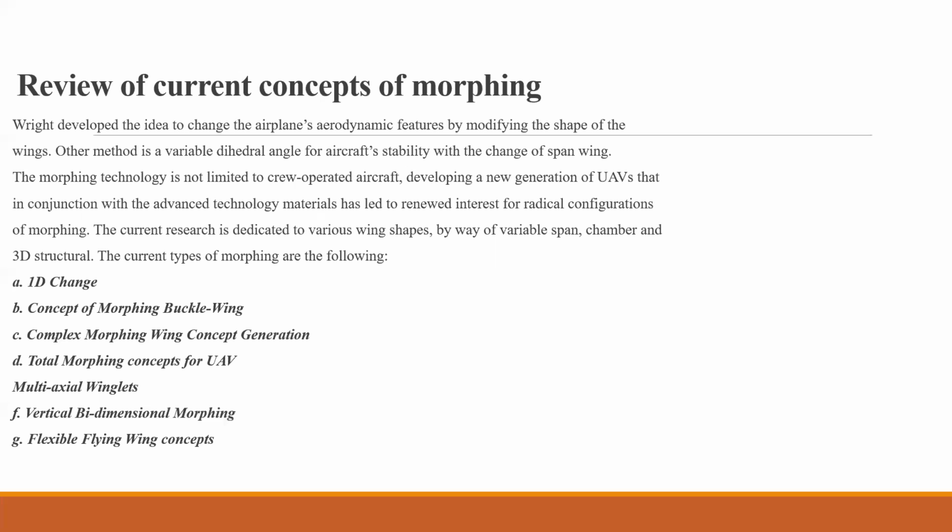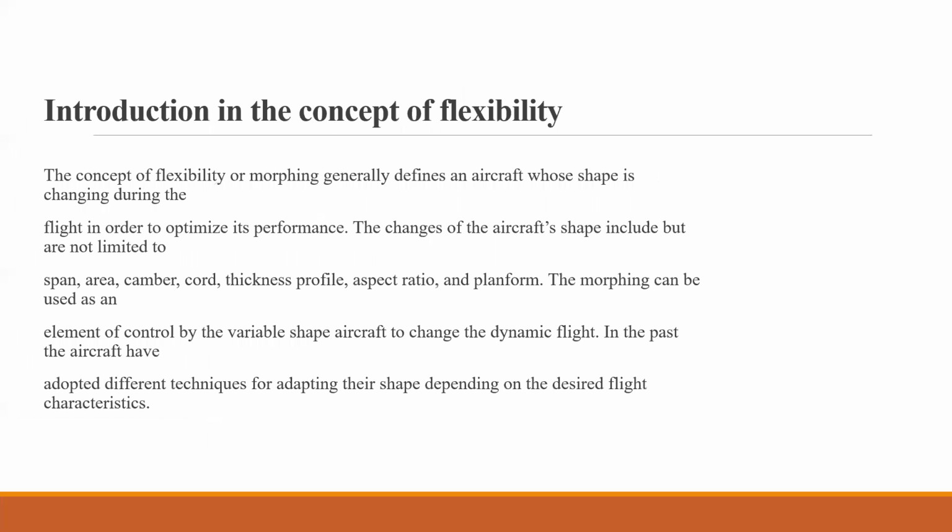So, knowing the introduction of flexibility, we need to optimize performance in order to get a good flight, or good unmanned aerial vehicles or unmanned aerial systems. We need different types of aspects, and we have to know the span, area, camber, chord, thickness profile, etc. in order to get a good flight.